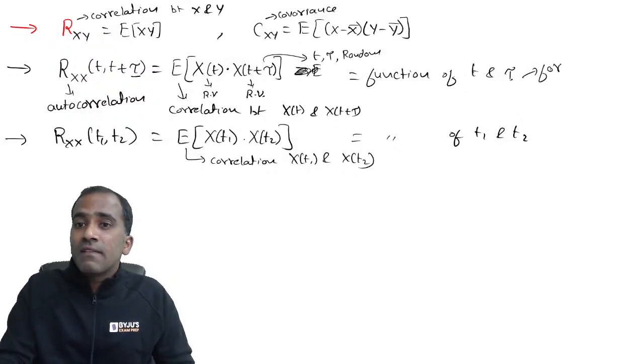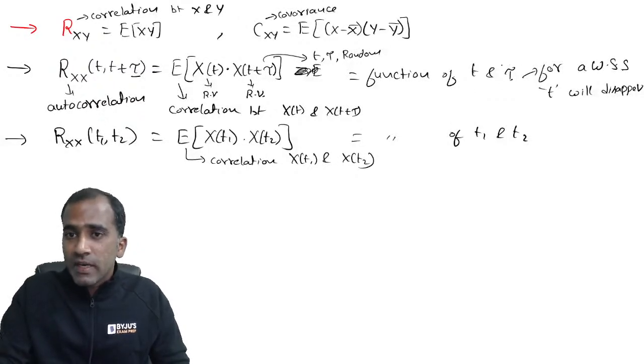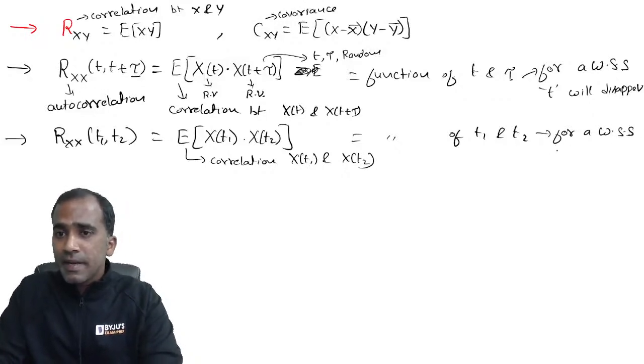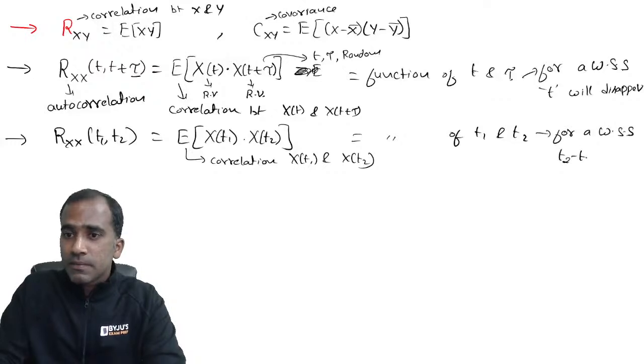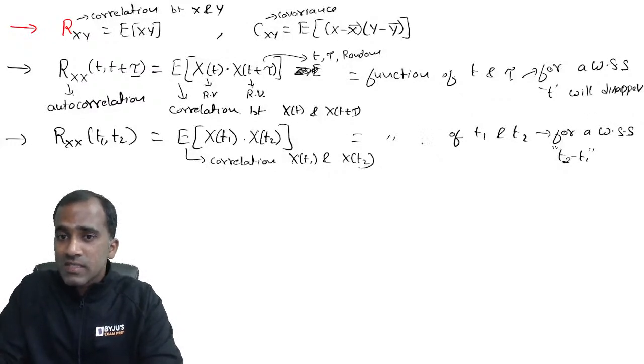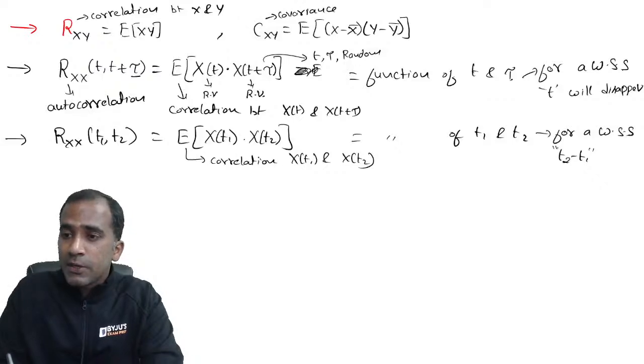But for a wide sense stationary random process, what happens? We want the moment to be independent of time, which means t should vanish. T will disappear, which means it will be a function of only tau, the time difference. For a wide sense stationary random process, the same concept: it should be independent of time, which means it should be independent of t1 and t2, but it will be dependent on the time difference, right? What is the time difference here, t1 minus t2 or t2 minus t1? The result can be anything, but if you are talking about a wide sense stationary random process, the result will be a function of t2 minus t1 or t1 minus t2. So here, the difference between the times is tau, or t2 minus t1 or t1 minus t2.